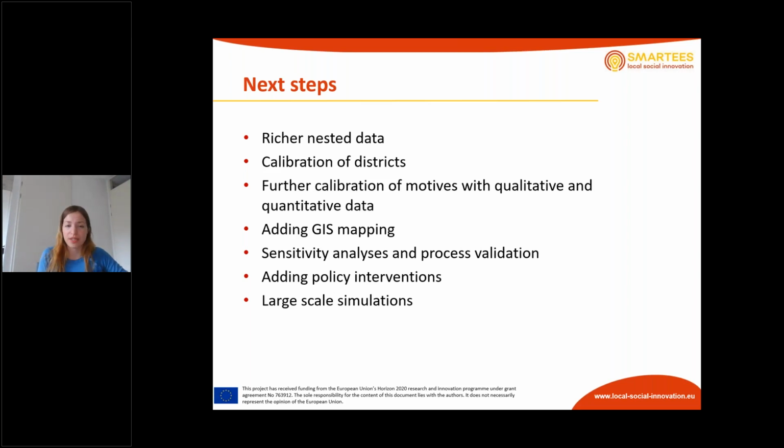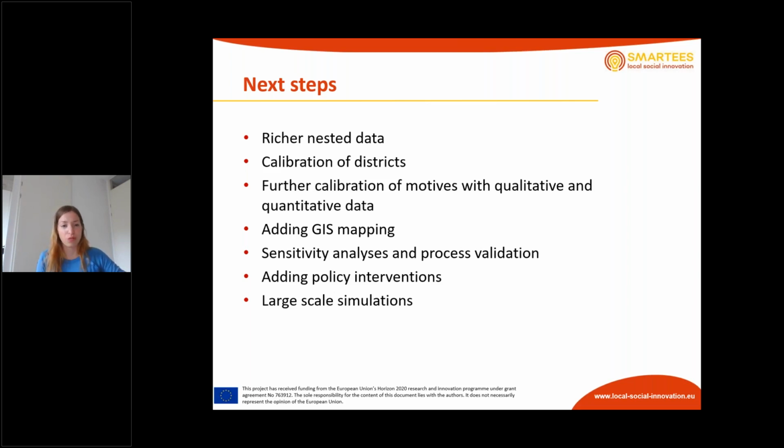We need to calibrate the districts a little bit further because we now had information on the basic composition of the districts, but there could be much more informative, both qualitative and quantitative data to calibrate districts and also motives that people have for keeping the park open. Of course, we would like to include GIS mapping to get the more beautiful and more intuitive pictures that we use also in the sandbox tool.